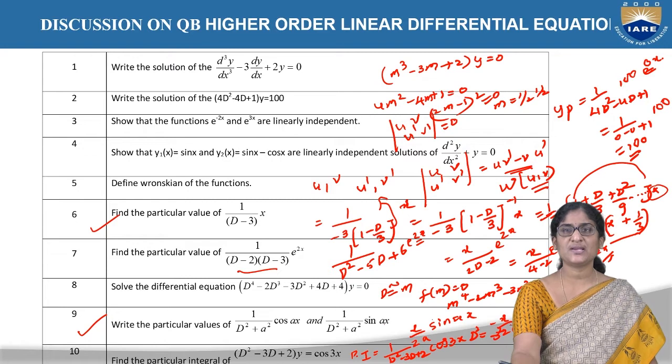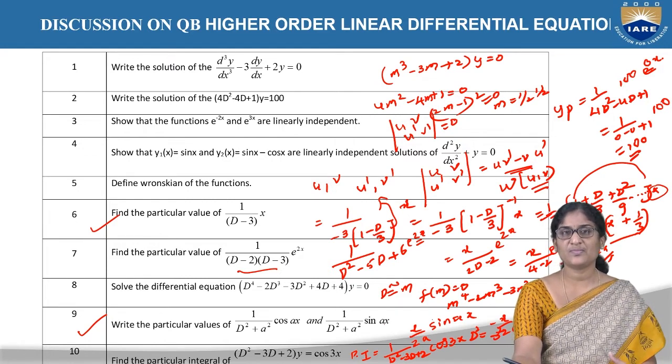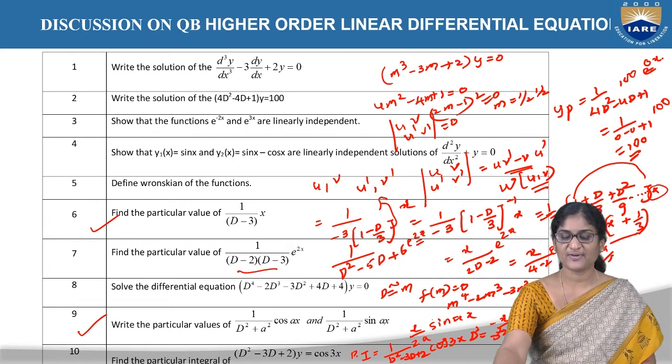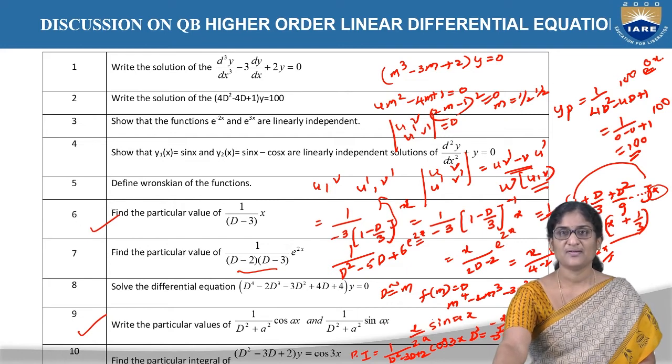Wherever d square is there, we can substitute minus 3 square, and the denominator function f of d is converted in terms of only d. Again, to get d square, we need to take the rationalization of the denominator and get d square in the denominator, and then we can proceed further. So that is how we can find out the 10th question, that is only the particular integral. There is no need to find out the complementary function.